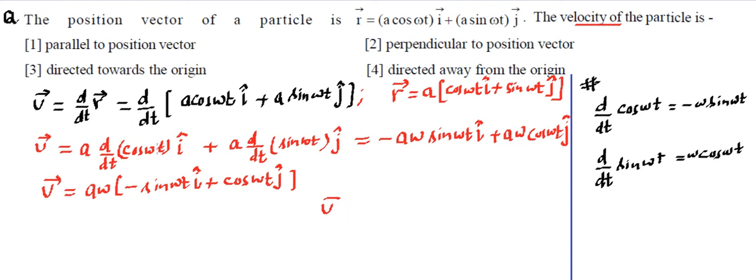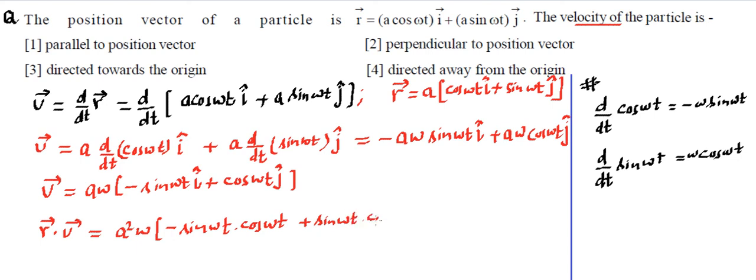Now, cross product is a bit difficult, as you know. So first we will check for the dot product. So let's do r dot v. If we do r dot v dot product, you will find these numbers will be multiplying together. So it will become a square omega outside. And inside we know the i coefficients get multiplied together and j together. So this will become minus sine omega t into cos omega t. That will be the a1 b1. And similarly a2 b2 will be equal to plus cos omega t into sine omega t, which can also be written as sine omega t into cos omega t.